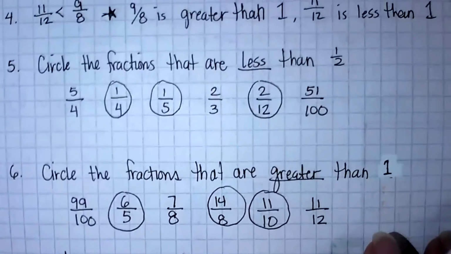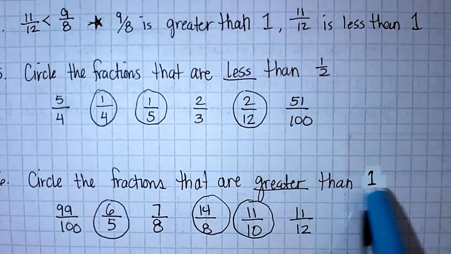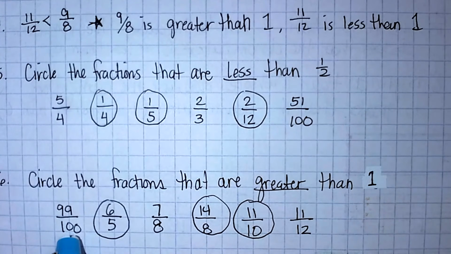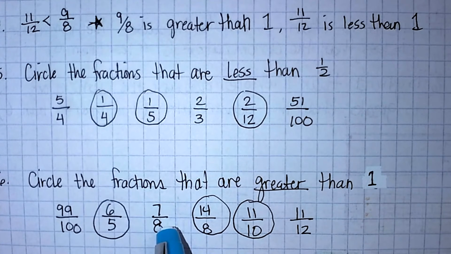For the next one, for number 6, it says circle the fractions that are greater than 1, like 1 whole. So that means your numerator needs to be larger than your denominator. Here, it's not larger. Here, 6/5. 6 is larger than 5, so that one is greater than 1 whole. 7/8 is not 1 whole yet. 14/8 is more than 1 whole. 11/10 is more than 1 whole, but 11/12 is not 1 whole.